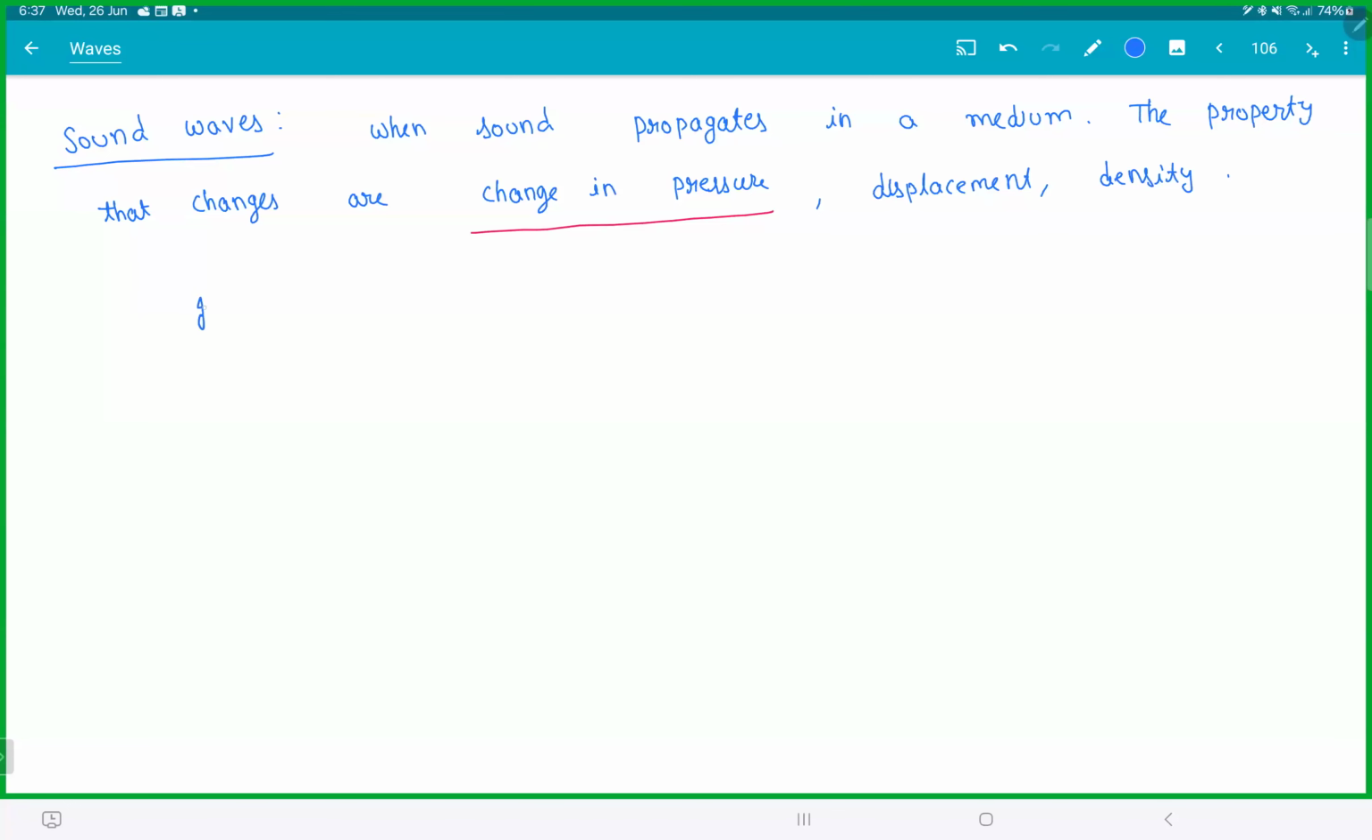But here we prefer to study in terms of pressure, because human ears, right, we are sensitive to pressure rather than displacements. It is preferable to study in terms of pressure. So the entire transverse wave we studied in terms of displacements. Here we will study everything in terms of pressure. Since humans and instruments, if you look at your mic or anything, these are pressure sensitive devices.